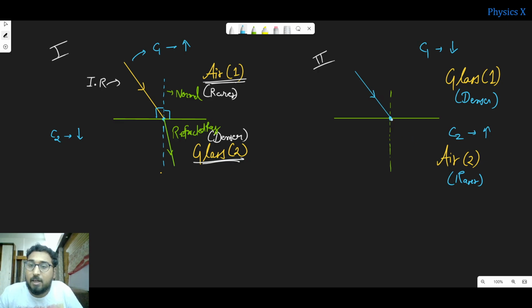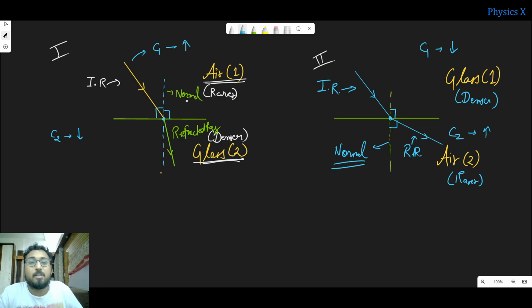And what will happen? It will try to go away from the normal like this. The speed increases, which means it will deviate from this path. Now this is your incident ray and this is your refracted ray. And this was your 90-degree angle. See this. Now it is bending away from the normal. This is your normal.